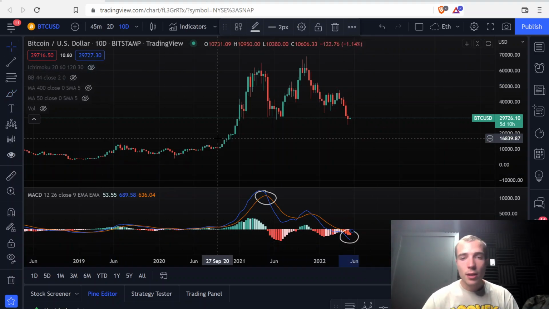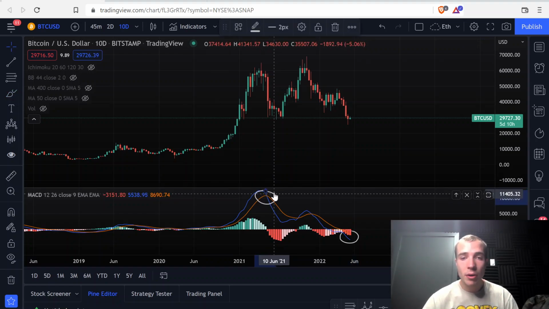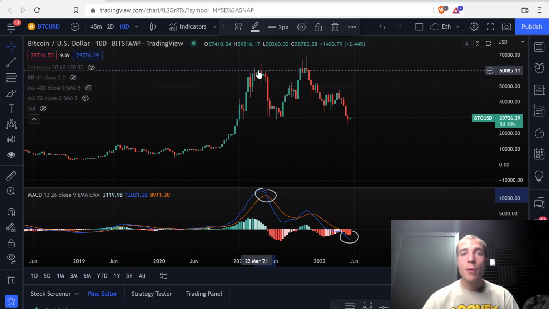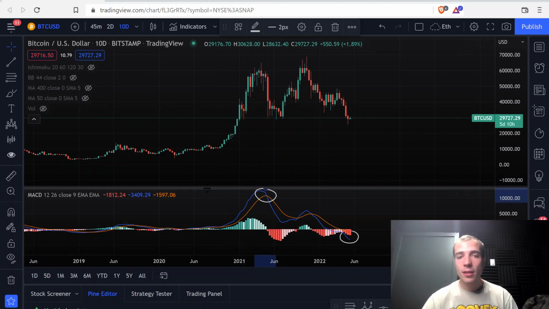And what you're actually looking for is a MACD cross. Do you see how these 2 lines crossed through each other? That would have been a sell signal up here at 58,000.